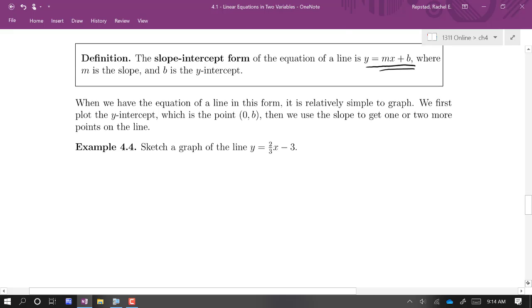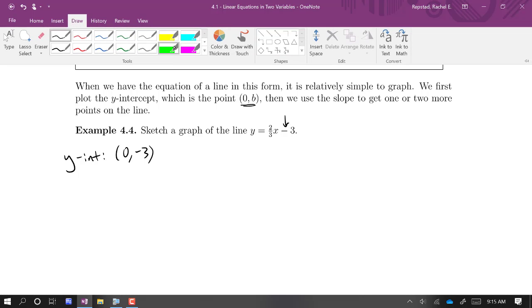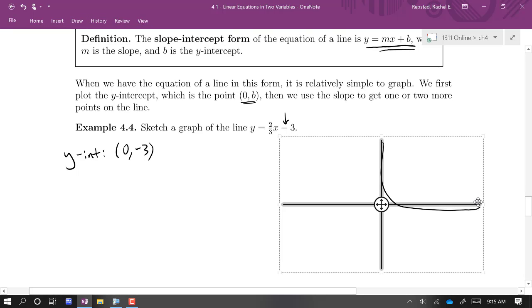So these can be convenient for graphing because you basically get a point for free. If they give you y equals mx plus b, you have the y-intercept right there. It's the constant term at the end of the equation. And they give you the slope, and you can use the slope to obtain another point. So if I want to sketch a graph of the line y equals 2/3 x minus 3, well, the y-intercept is the point 0, negative 3. I have to make sure I grab that sign. So I start by plotting that point.